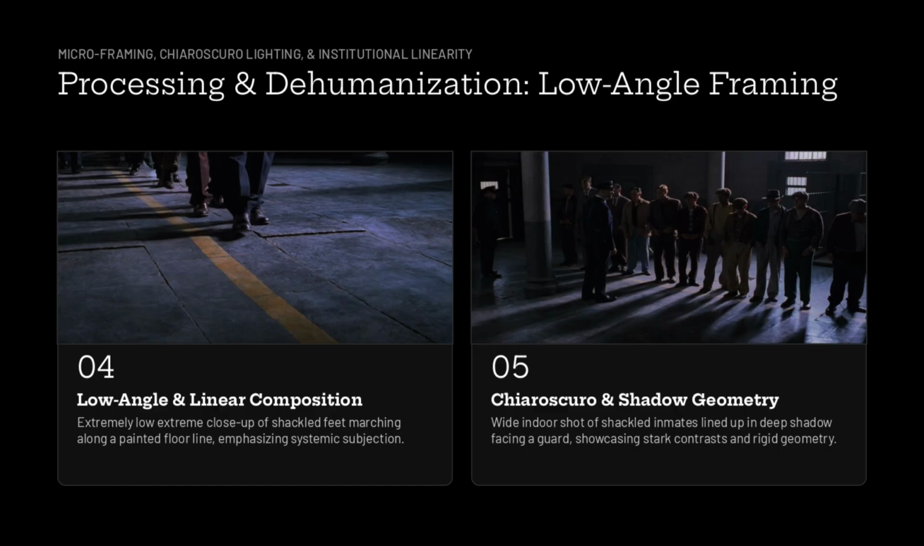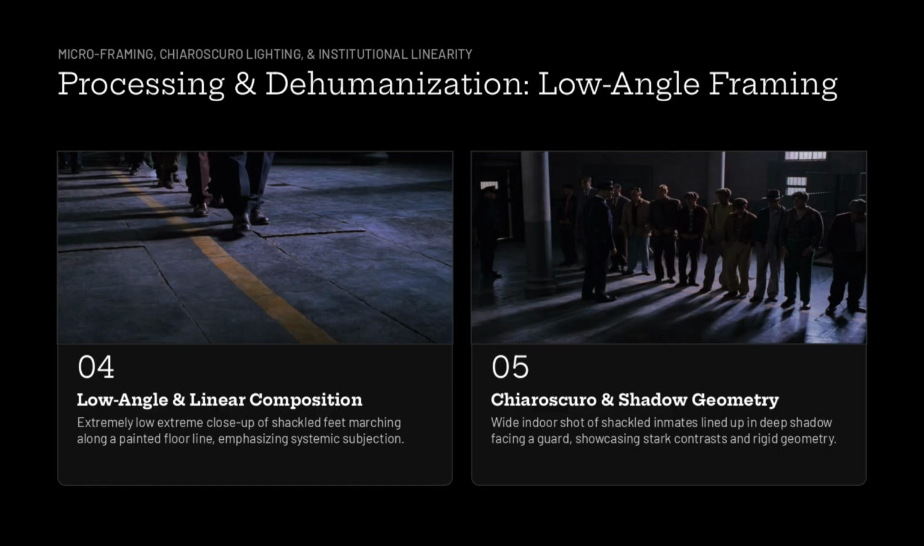In frame 4, the camera drops to ground level for an extreme close-up tracking shot focused solely on the shackled feet. By severing the individuals from their upper bodies and faces, the frame strips them of human identity. The yellow painted floor line creates a strong linear vector that visually enforces strict compliance and systematic order.